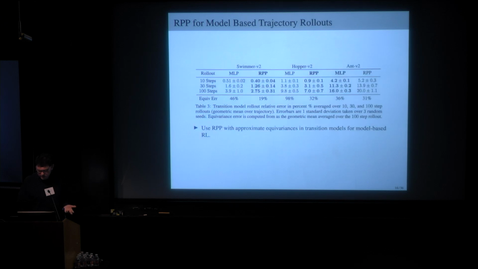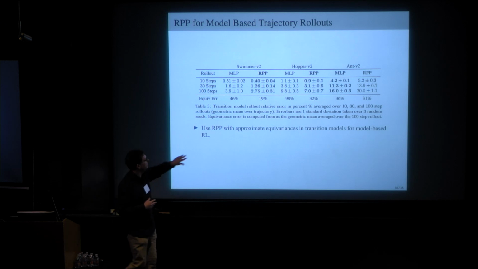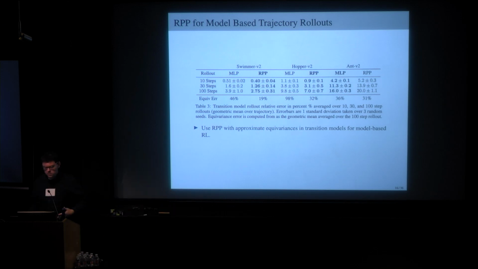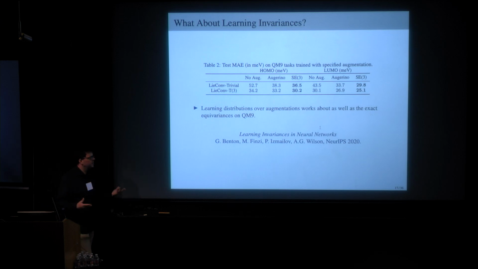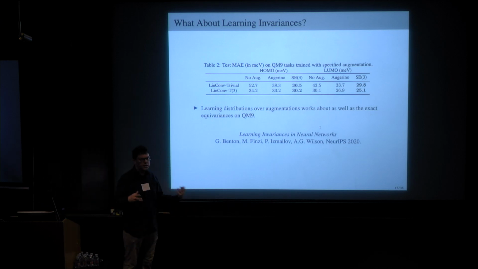We also looked at this when we were thinking about transition models in model-based RL, especially for longer rollouts, and found that this residual pathway prior approach was quite a bit better than either hard constraints or no constraints. We had another approach to trying to learn invariances, where we're basically trying to learn distributions over data augmentations that could describe certain constraints.